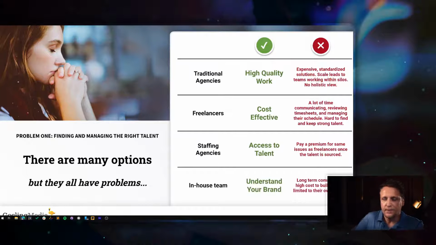And then finally, the one that we're going to be really talking about today is in-house teams. If your business is at a point where you feel building an in-house team makes sense, the benefits are that they'll understand your brand completely. They should know the industry that you're in and be able to do good work because of that. And access to them. So there's benefits to it. There's also the long-term commitment involved.